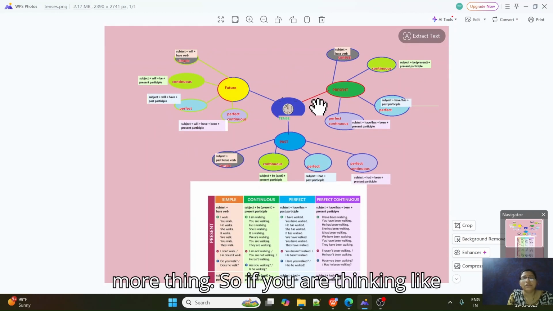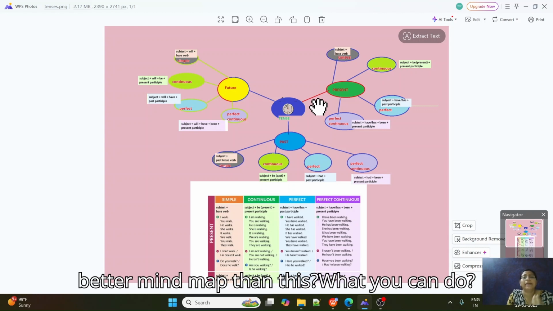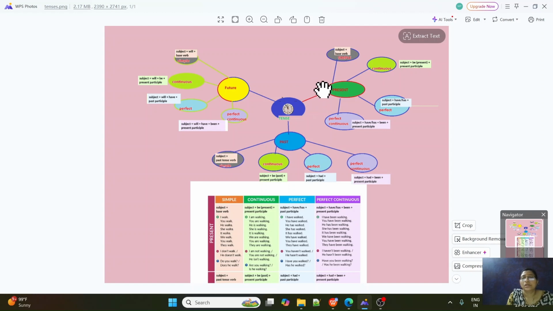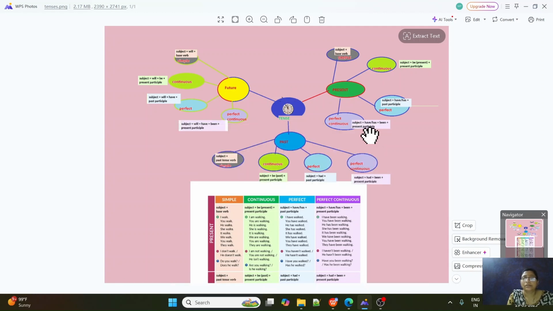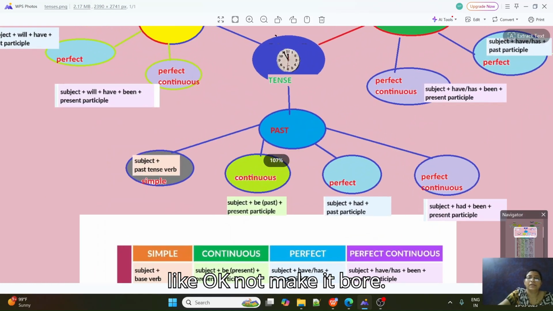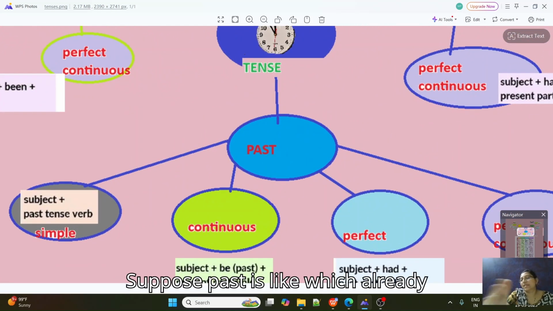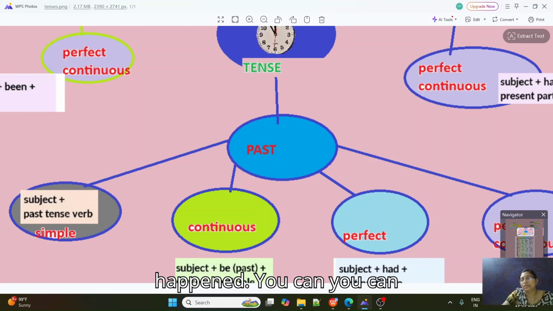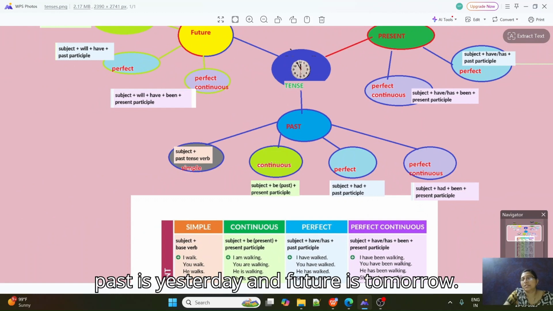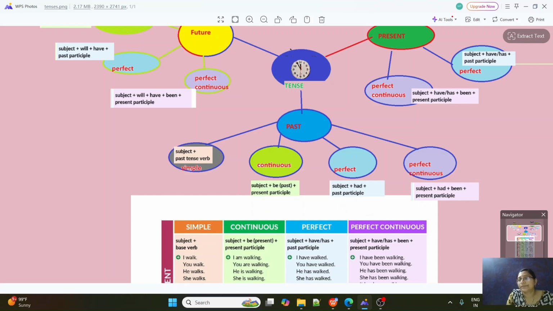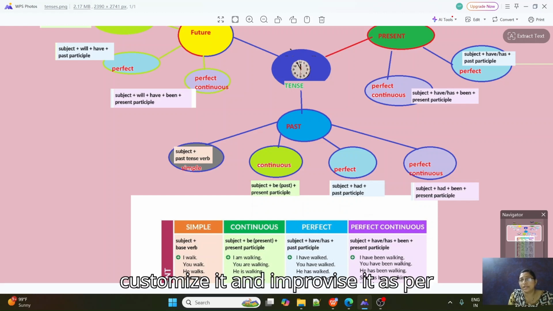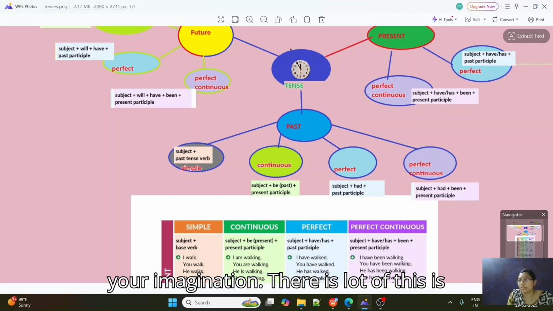Just one more thing. If you are thinking, okay, this is the mind map, how can I make a better mind map than this? What you can do is represent some images for present, future, and past, just to keep it from getting boring. Suppose past is what already happened. You can simply write present is today, past is yesterday, and future is tomorrow. Something like that, a kind of representation of time. So you can customize it and improvise it as per your imagination. There is a lot of scope.